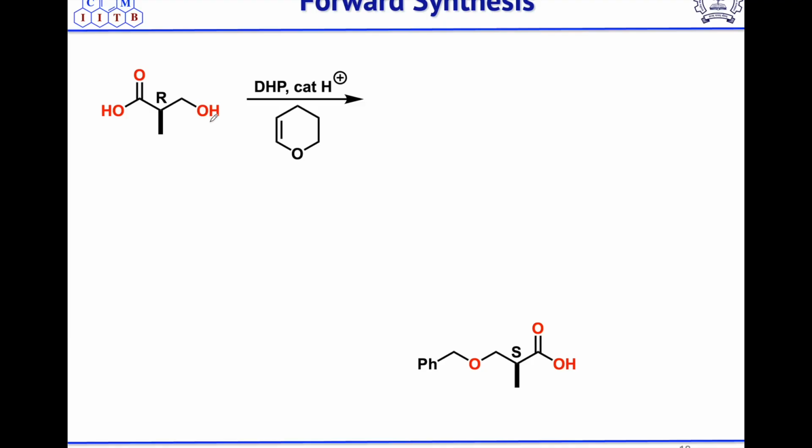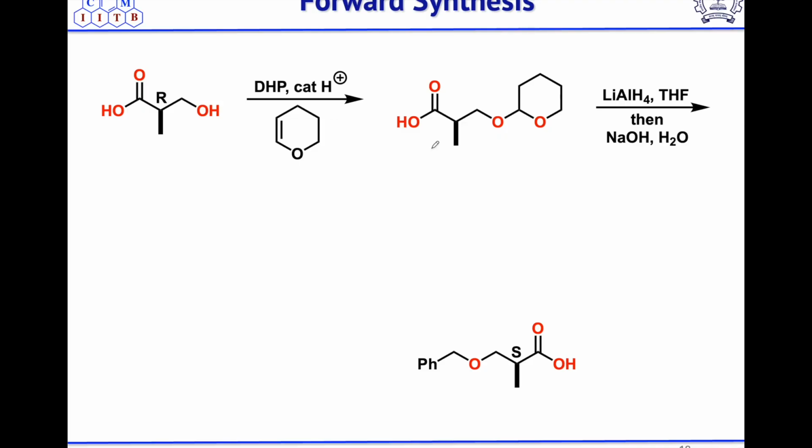So first we have to protect this alcohol with THP. To protect this alcohol with THP, we can use DHP, dihydropyran. So this is the dihydropyran. You can make the protection of this alcohol and get this OTHP, O-tetrahydropyran, or THP.